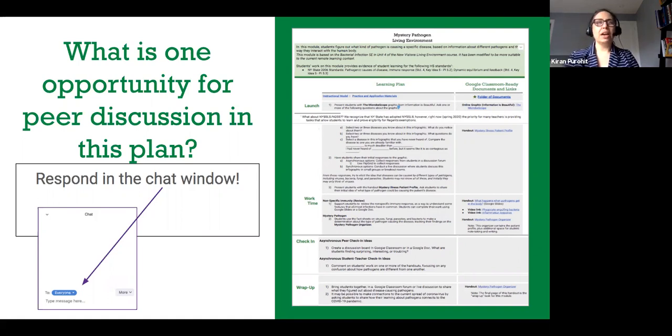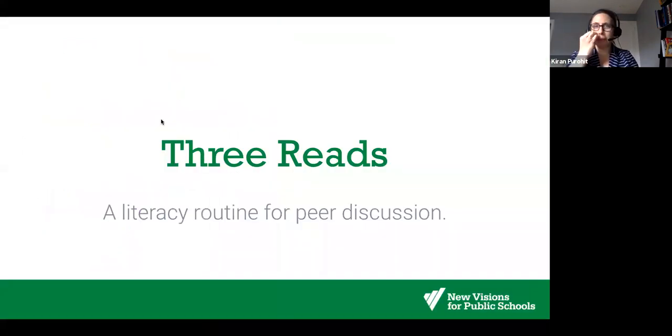So we're going to go into actually doing 2 opportunities for peer discussion. The first one we're going to do is 3 reads. This is one that I've actually used more in mathematics for looking at substantive math problems and taking them apart and thinking about what they're asking. And we're going to use it for the task in this module. We're going to do a 3 reads of what the task is asking for.